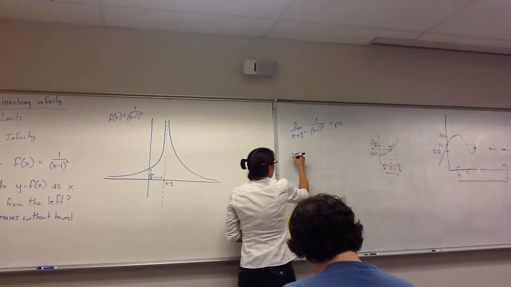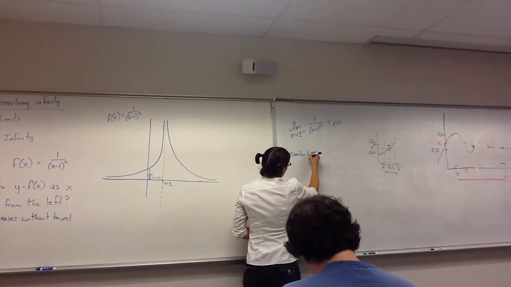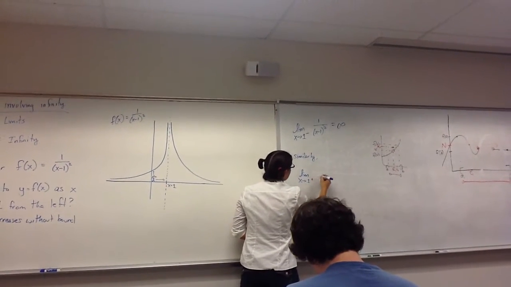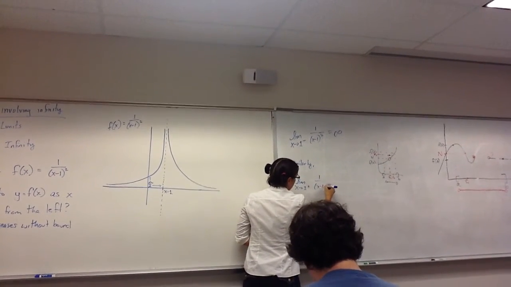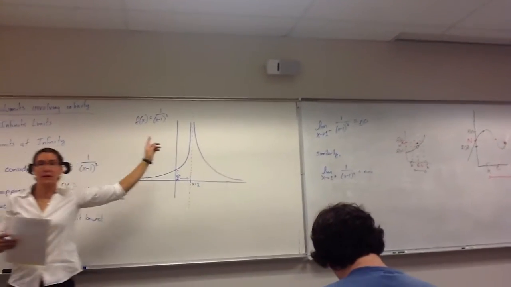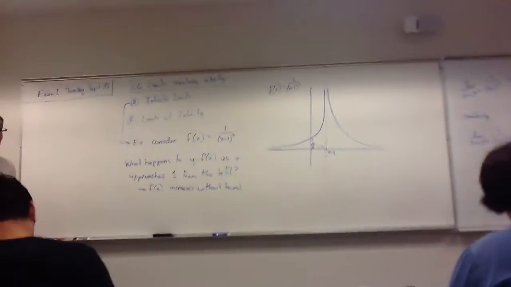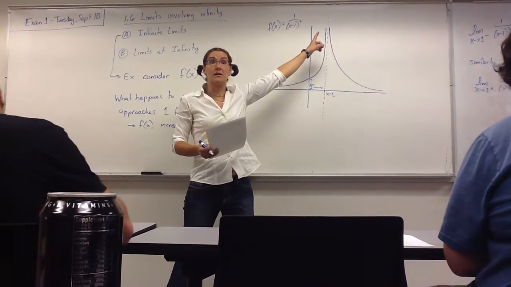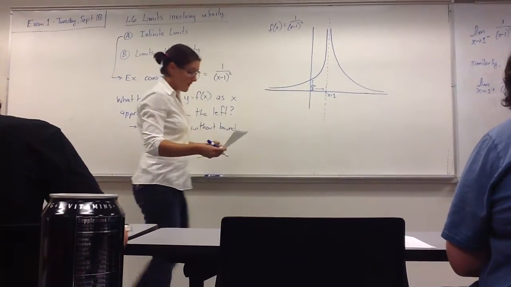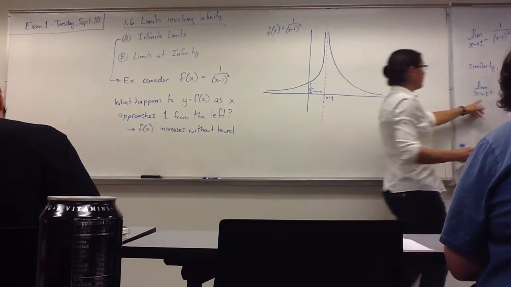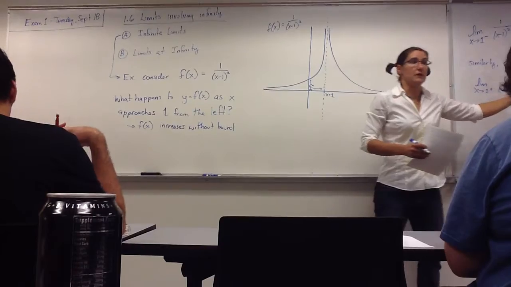And similarly, from the right-hand side, the limit as x approaches 1 from the right-hand side of 1 over x minus 1 squared. Well, as we walk towards x equals 1 from the right-hand side, the y value of our function is also getting increasingly large. The closer I get to x equals 1, the larger my y value is getting. And so our y value is increasing without bound. And so I would write that the limit as x approaches 1 from the right of 1 over x minus 1 squared is equal to infinity.